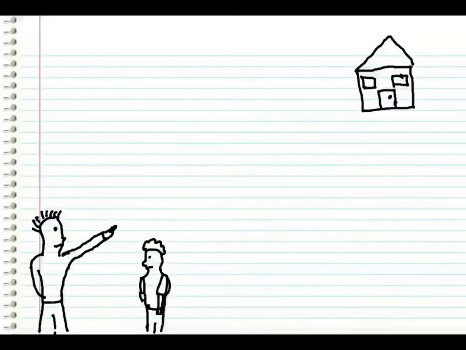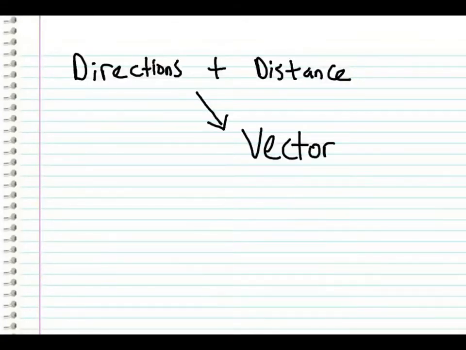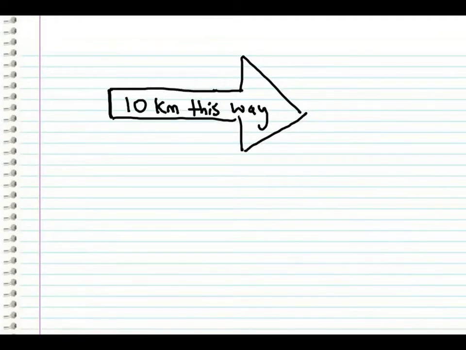How do you give directions to someone? You basically tell him where that place is and how far that place is. Therefore, you require two things when giving directions: distance and where it is. So, showing direction and giving the distance constitute a vector. This is one way to imagine a vector.